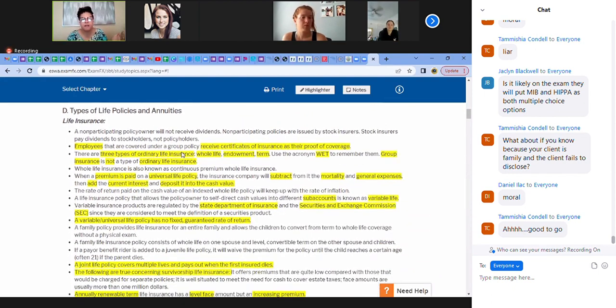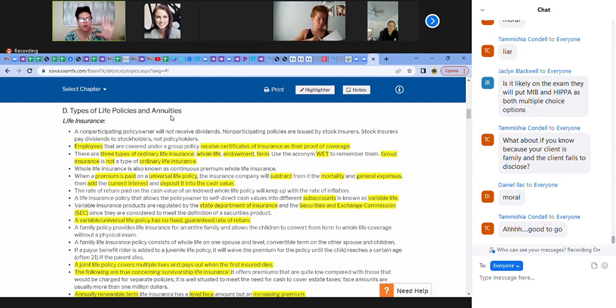So here's the life insurance policies and annuities. This is a big section. So we want to make sure you guys understand this section. So no matter what goes on, this is the section you guys want to make sure you understand, right? So you're going to read it, you're going to understand it, all those things for it. But here's the summary of it.